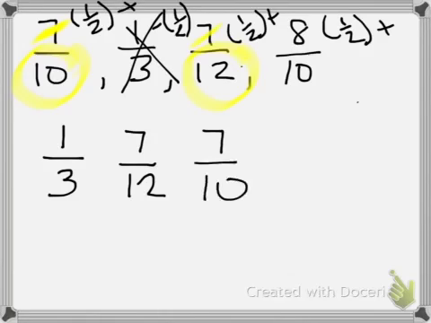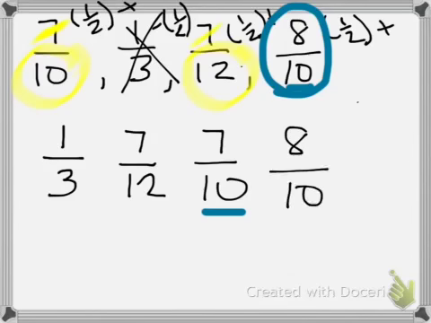Now we've kind of ordered these two. Now I'm going to look at 8/10. Well, my denominators in these two are the same. So if your denominator is the same, all you have to think of is what's bigger, 7 or 8. In this case, 8/10 is bigger. Now most of the time in the past, all they've had to do is commas. Well, we don't want commas anymore. We want them to actually use the inequality signs. So we have 1/3 is less than 7/12, which is less than 7/10, which is less than 8/10.